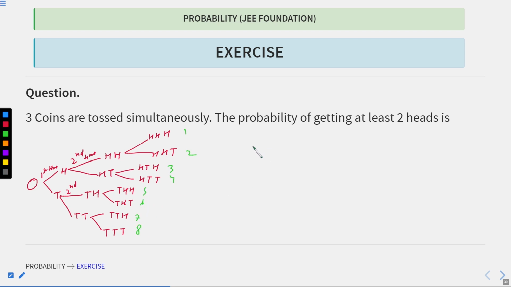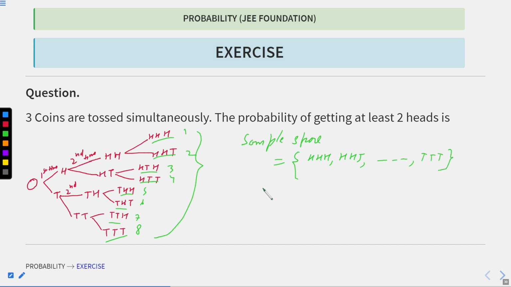So in our sample space, the sample space will look like what? This: head, head, head, head, head, tail. These all belong in our sample space. So I am just writing a few of the elements. So in total 8 elements are in the sample space. I hope this is very clear to you.